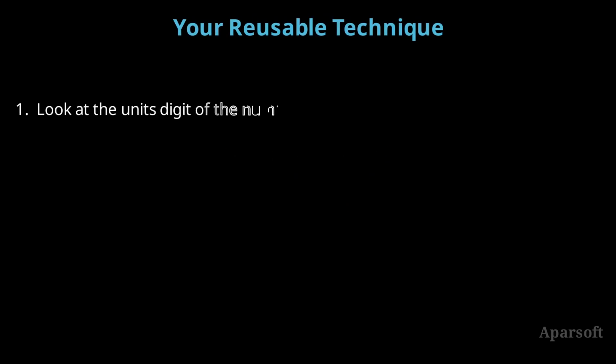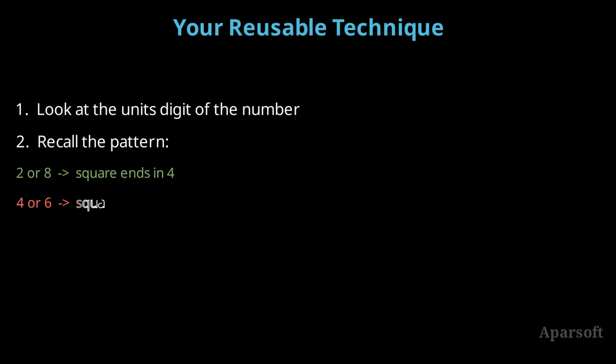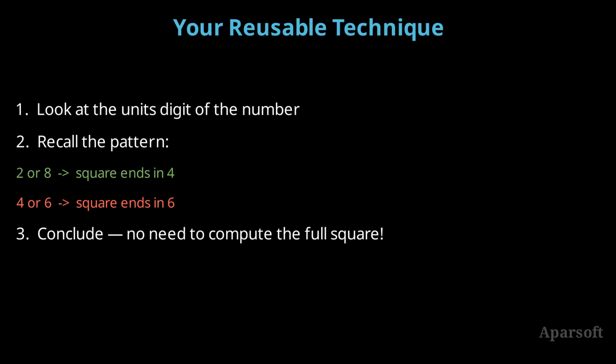Here is your reusable technique. Step 1. Look at the units digit of the number. Step 2. Recall the pattern. Numbers ending in 2 or 8 have squares ending in 4. Numbers ending in 4 or 6 have squares ending in 6. Step 3. Conclude. No need to calculate the entire square. Here is a handy reference table of all units digit mappings. Notice the 2 rows, 2 goes to 4 and 8 goes to 4. This works for any number, no matter how large.